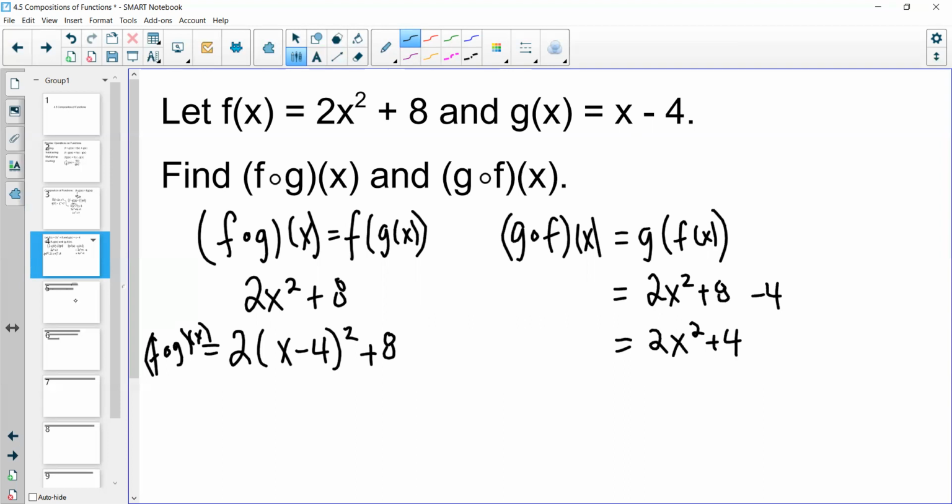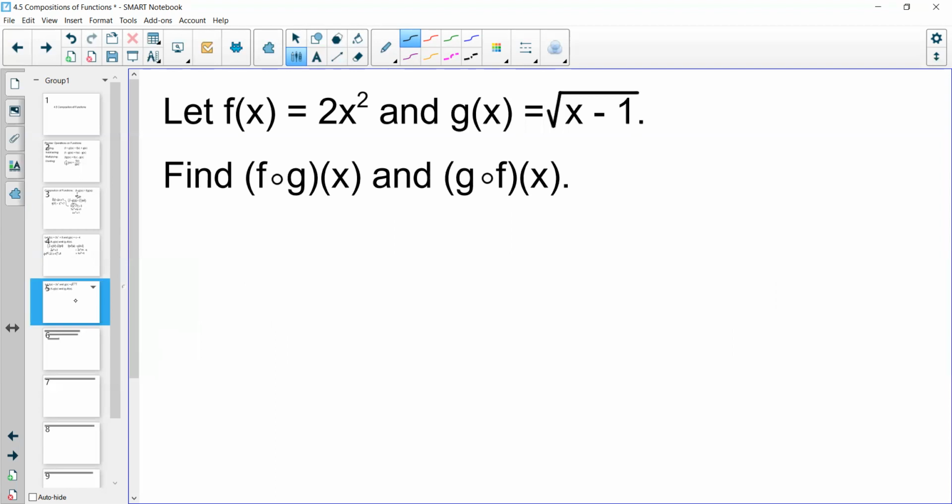So let's do one more example here where we compose one of these functions. So in this case, we're going to let f of x equal 2x squared and g of x equal the square root of x minus 1. So first we want to do f composed of g.